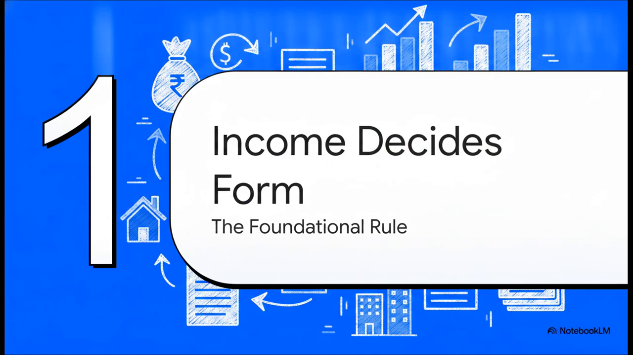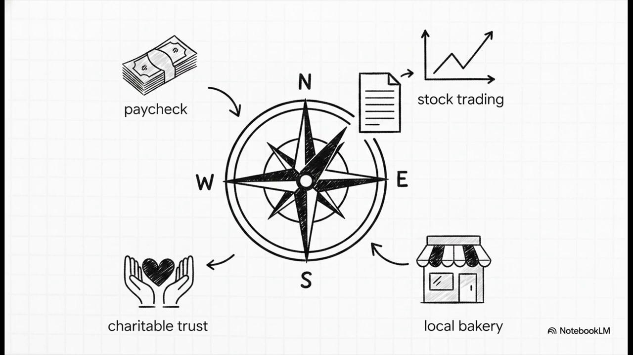All right, let's jump right into Section 1, Income Decides Your Form. The absolutely crucial point to remember here is that it's not really about how much money you make. It is entirely about how you make that money. Your specific type of income directly dictates which of the 7 forms you've got to file. So whether you're earning a standard monthly paycheck, trading stocks on your lunch break, running a local bakery, or maybe managing a massive charitable trust, the source of your wealth is the compass pointing you to the right form. Literally, if you get the income type wrong, you're going to get the form wrong.